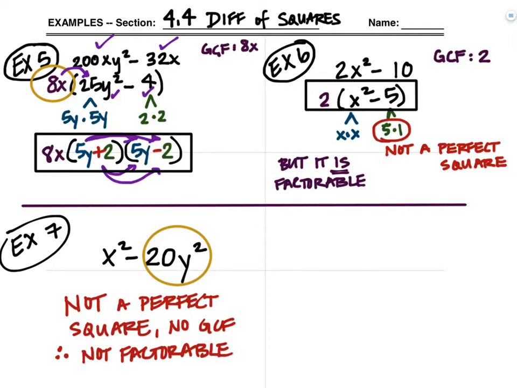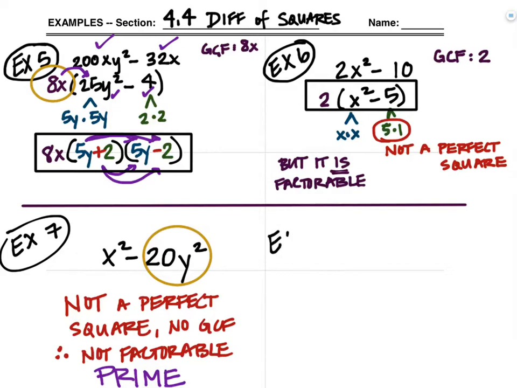So I'm going to go through there and write prime. Whoops, again, I don't want those circles. I do want a pen. Okay, so x squared minus 20y squared is a prime polynomial and cannot be factored.